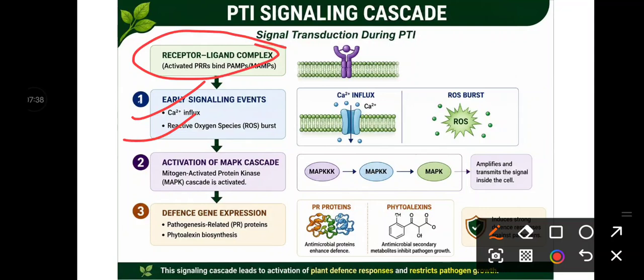Okay, and these signals are transmitted by some cascades, some pathways. Examples of pathways are MAPK, CAMP, CAM pathway, then MAPK. These are the signaling pathways. We will discuss in detail how this works.